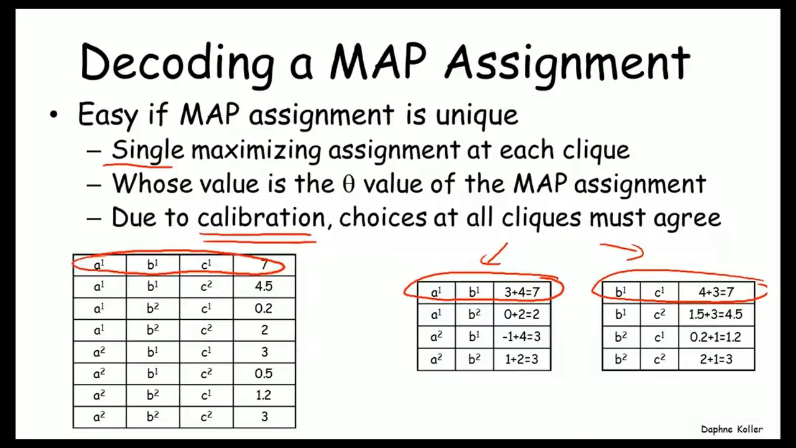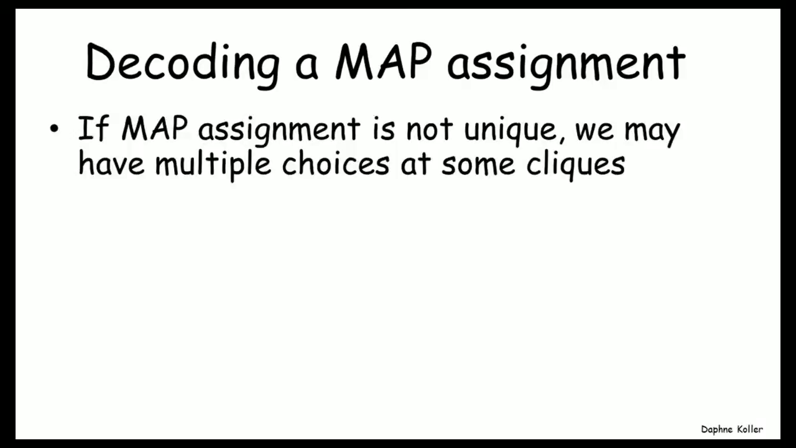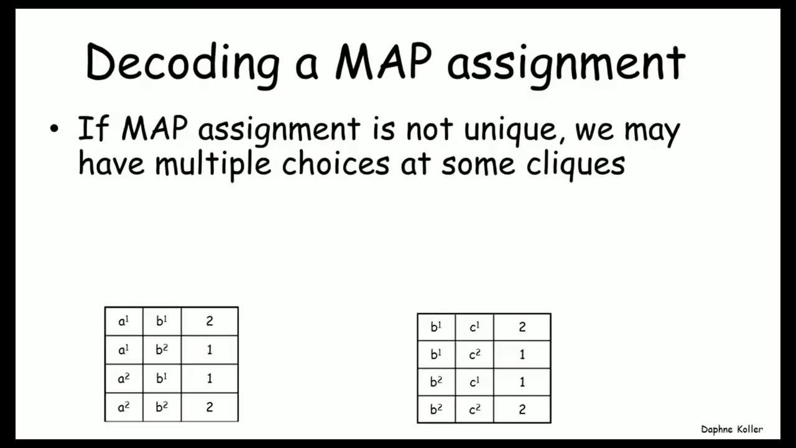So that's all well and good, but what happens if life is not as kind to us? If the MAP assignment is not unique, then we might have multiple choices at some of the cliques, and we might have to make a decision. So for example, imagine that at calibration, at convergence of the sum product algorithm, we have these two cliques over here, and we can see that in this clique we have two assignments, A1, B1, and A2, B2, both of which have the value 2. And in this clique over here, once again, we have two maximizing assignments.